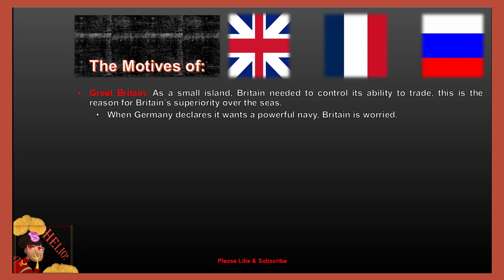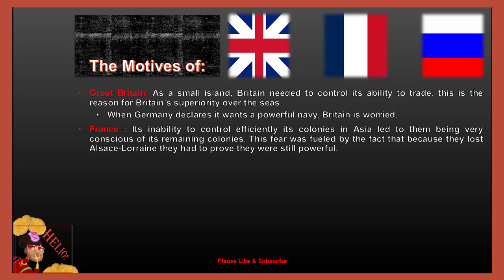Next up, we have France's motives. Now, France had the most colonies after Britain, but unlike Britain, it wasn't the strictest when it came to control. So, its inability to control its colonies in Asia efficiently led to it being very conscious of its remaining colonies. Therefore, France was spending a lot of money on trying to dissolve the crises in Asia. So, you'd think, can France just let go of these colonies? Well, because France had already lost Alsace-Lorraine, they could not risk damaging their reputation by losing any more colonies. So they had to prove that they were still powerful by trying their best to keep these colonies. This is a good factor to remember when the Morocco crisis comes up.